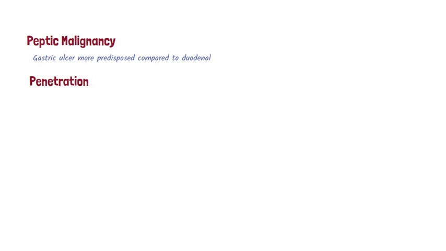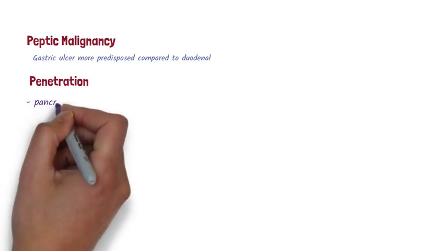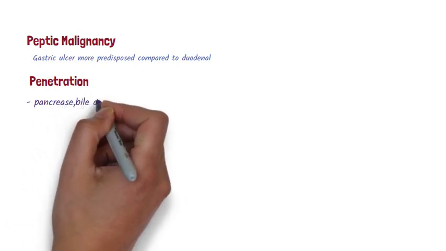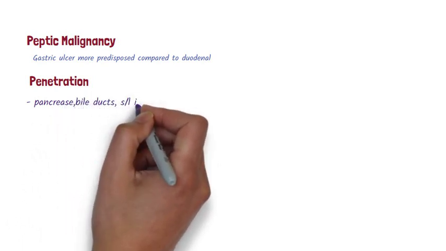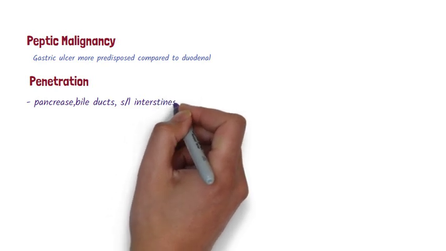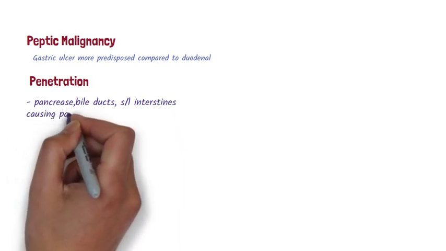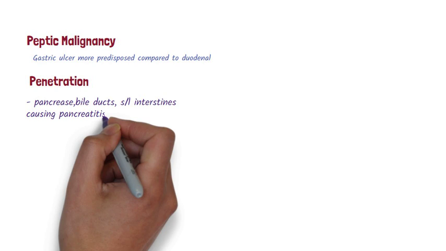The next P is penetration. Penetration, the PUD may erode the whole wall of the stomach or the duodenum and affect the adjacent abdominal structures. For example, if it's the pancreas causing pancreatitis.